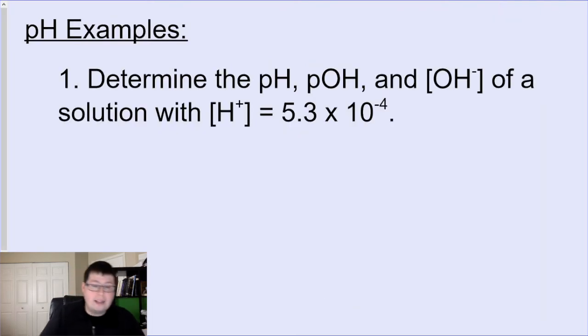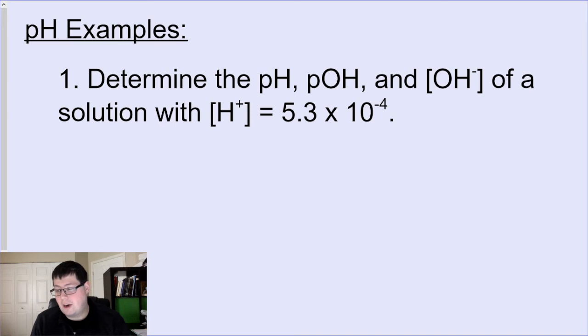So what I'd like you to do here is I've got a problem for you, and I'd like you to go ahead and give it a try yourself here. Pause the video and go ahead and determine the pH, POH, and OH minus concentration using the equations we just saw for a solution with H plus equal to 5.3 times 10 to the minus 4th. Once you've done that, come on back. We'll take a look at the answers here.